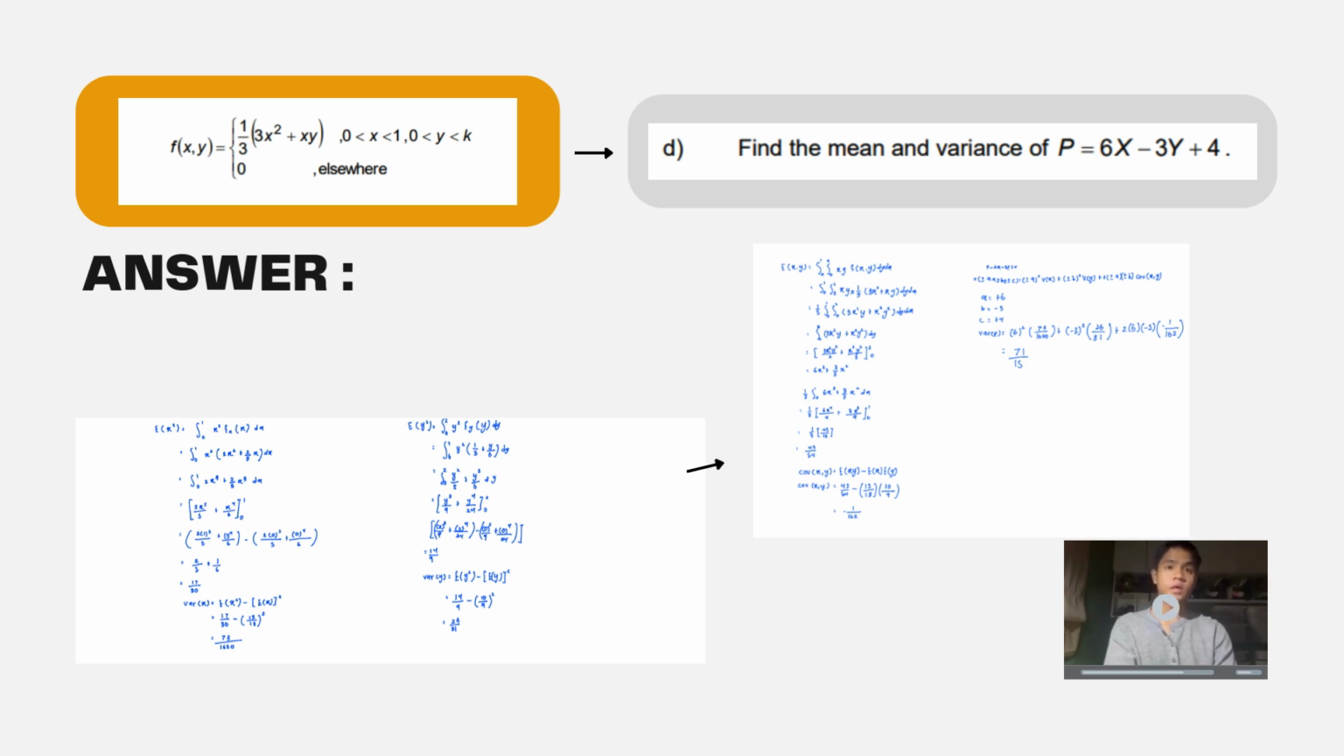And for the final step, to find the variance of P, I've listed the variance formula, and we compare it with the given formula, and we will get a, b and c. And then we just need to substitute the values that we have, and then we will get 71 over 15. That's all.